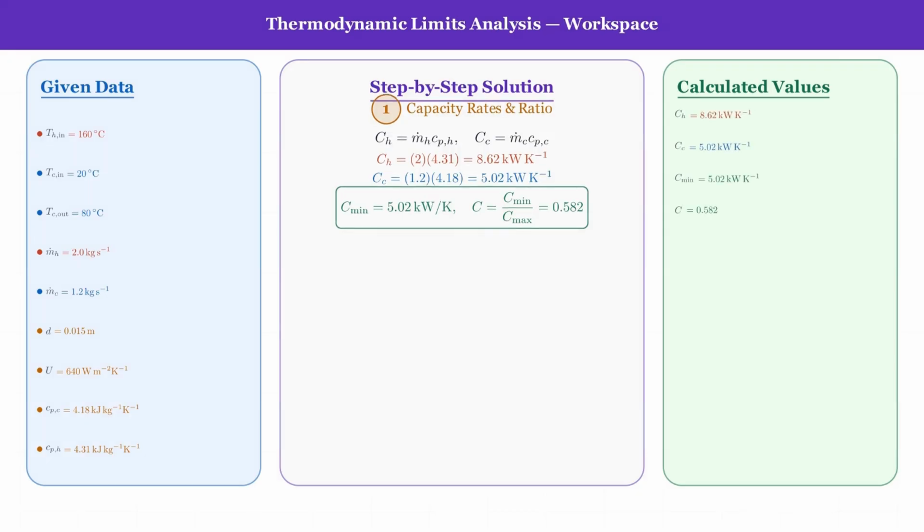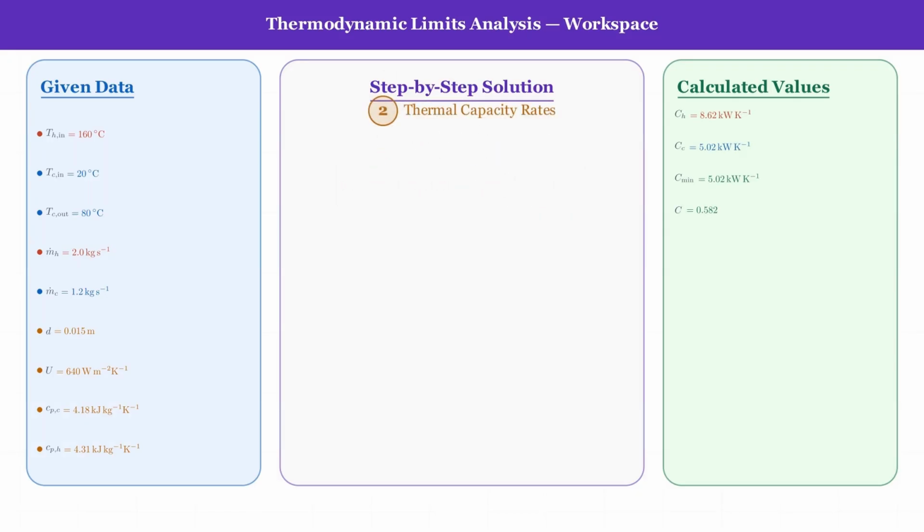Step 2. Determine both the maximum and the actual heat transfer rates. These 2 quantities together define the effectiveness, the central dimensionless parameter of the NTU method. The maximum heat transfer rate is C min multiplied by the full inlet-to-inlet temperature difference, 5.02 times the quantity 160 minus 20. Q dot max equals 702.8 kilowatts. This is the thermodynamic ceiling, the most heat this system could transfer if the exchanger were infinitely long.